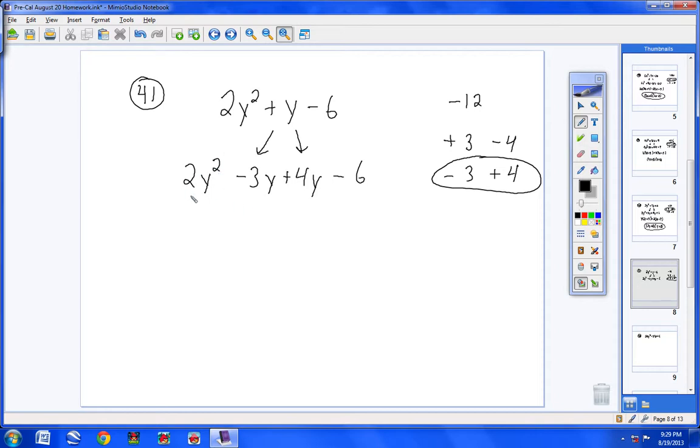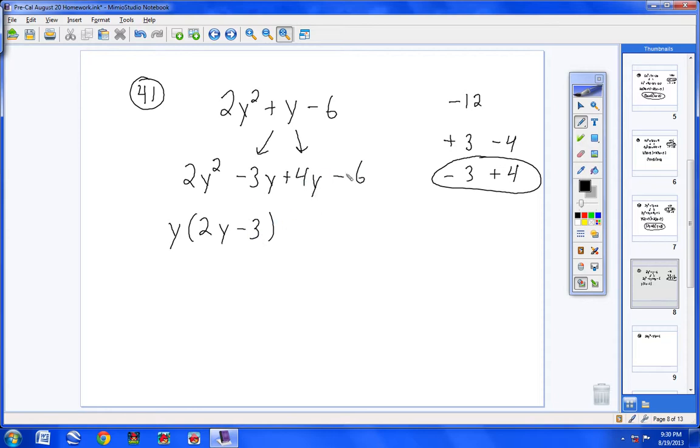Now look at your first two terms. No number goes into 2 and 3 evenly. However, I can factor out a y, so I pull out a y, and I'm left with 2y minus 3. I'm going a little faster now, but we have done tons of these, and you should be getting pretty good at this by now. Y times 2y, 2y squared, y times negative 3, negative 3y.